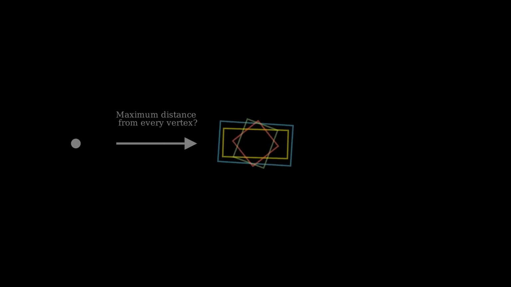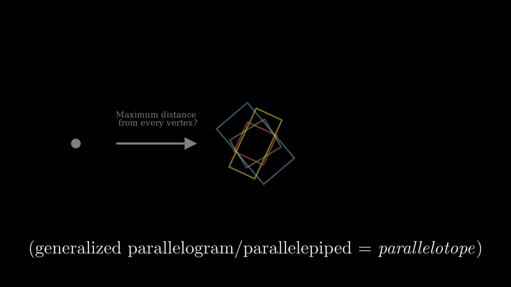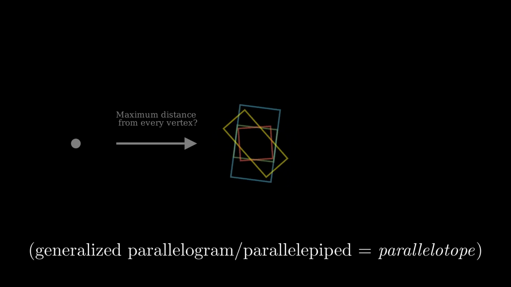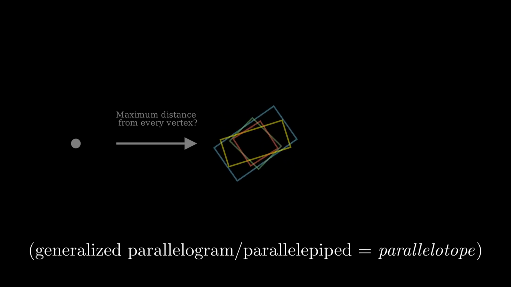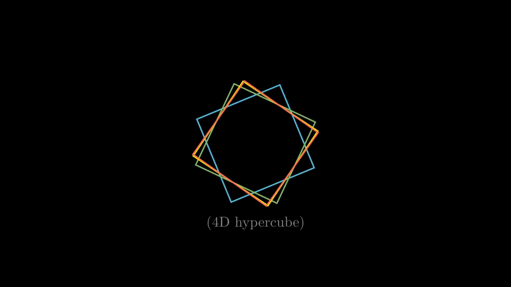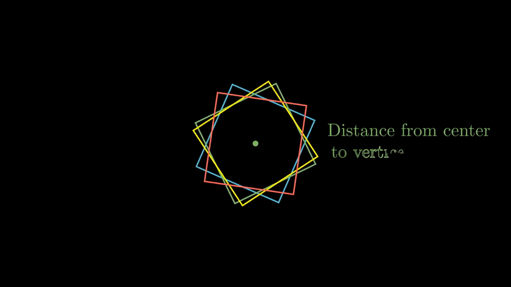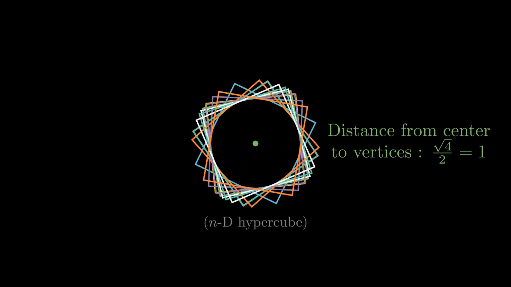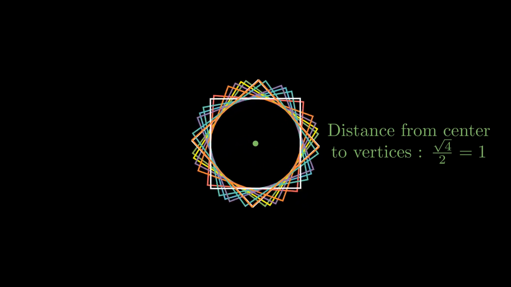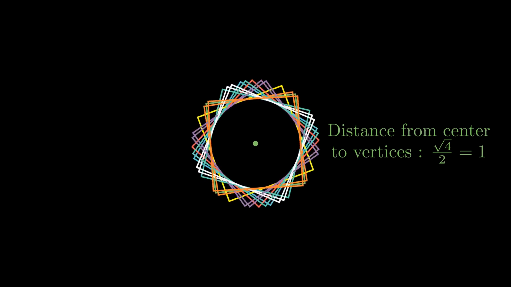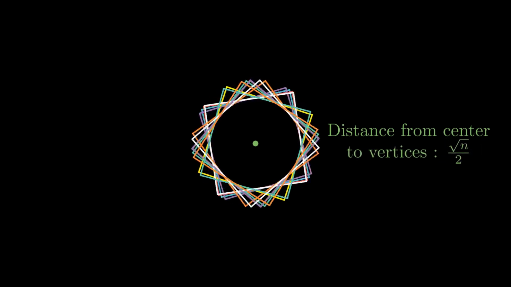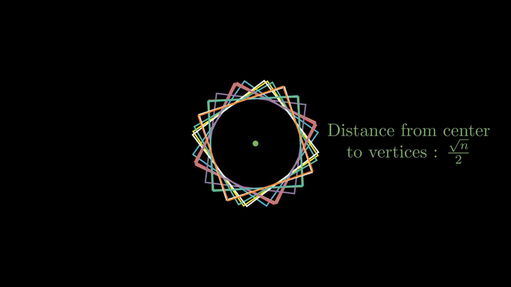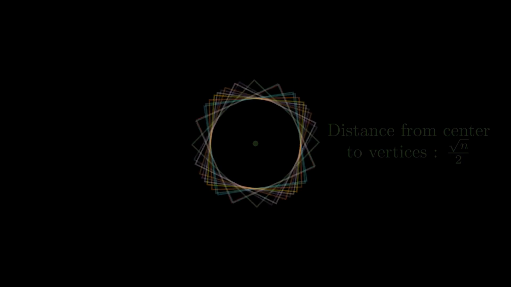Slight terminology aside, for dimensions higher than 3, the generalization of a parallelogram and parallelepiped is called a parallelotope. Since we're on a roll here, you might think of looking at the center of the 4D hypercube. The center of a 4D hypercube is at a distance square root of 4 over 2, or just 1 from each of the vertices. In fact, for an n-dimensional hypercube, it's rather easily shown that the distance from a given vertex to the center is square root of n over 2. With this in mind, I think you are now in a position to make a full-blown conjecture in the general n-dimensional case.